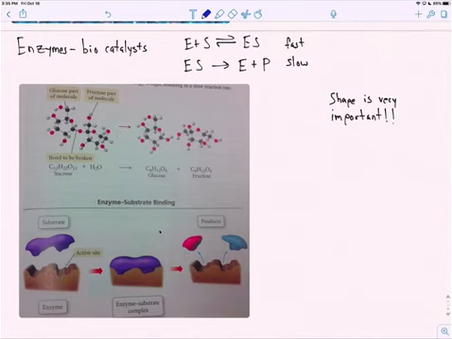Okay, well, that's it for this chapter. We're going to go on to equilibrium next.